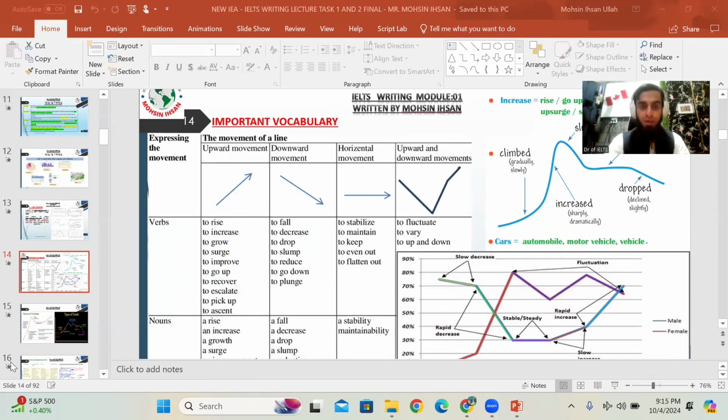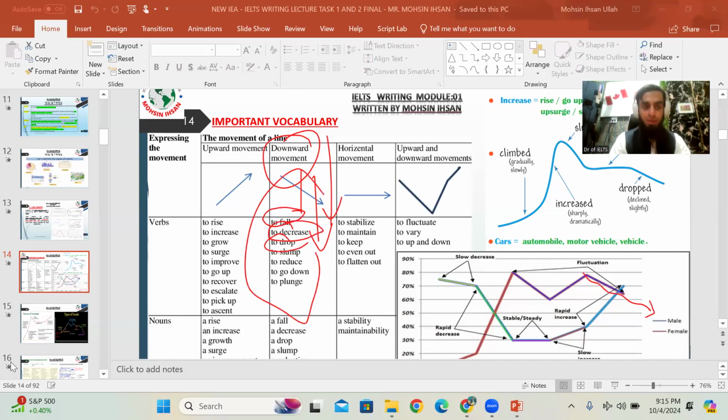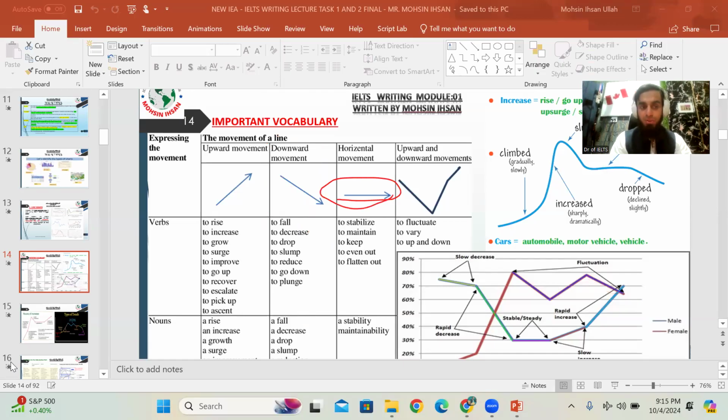If that is downward movement, like declining, in a line graph, the line is declining, like moving downward. So we can use these words: to fall, to decrease, to drop. And if that is in the horizontal position, we can go for these words: stabilize, maintain, keep, even out, flatten out, right? And if that is in the fluctuation position, fluctuation means when the line is down, like when the line is declining, coming down, and then again it's going upward. For that time, we can call it fluctuation, vary up and down, right?